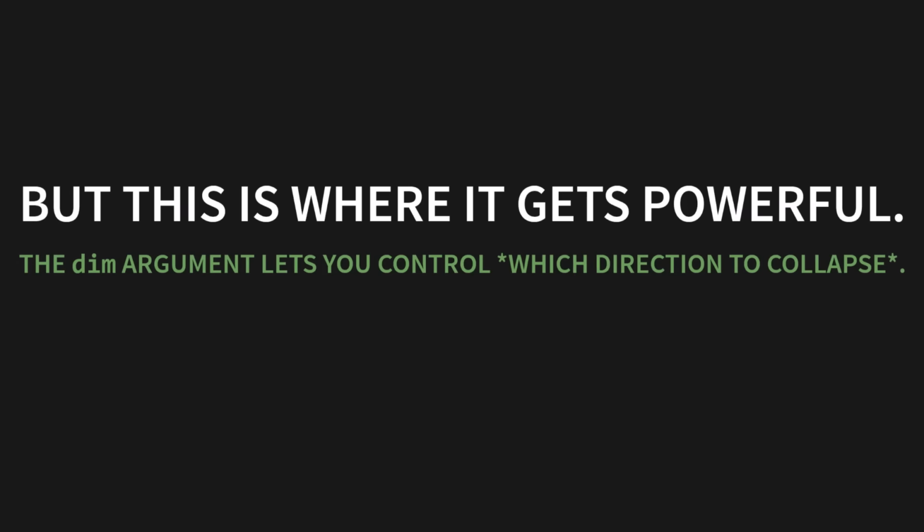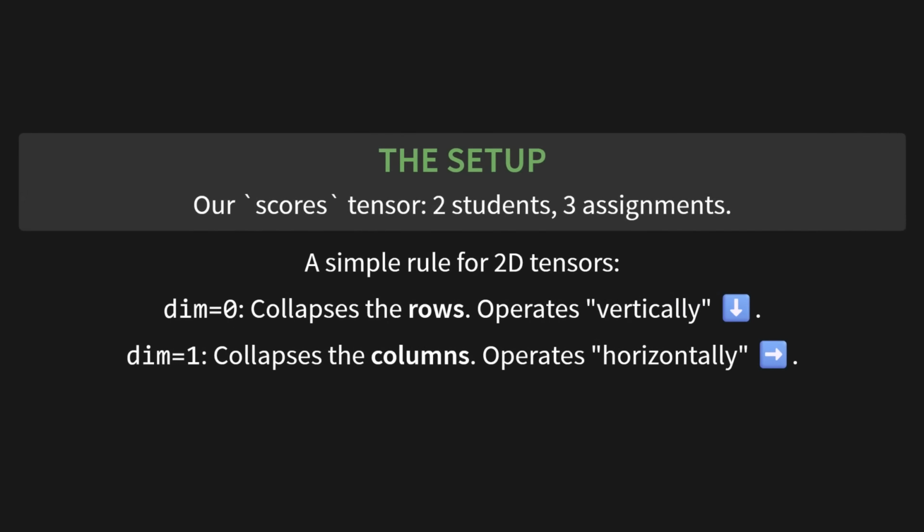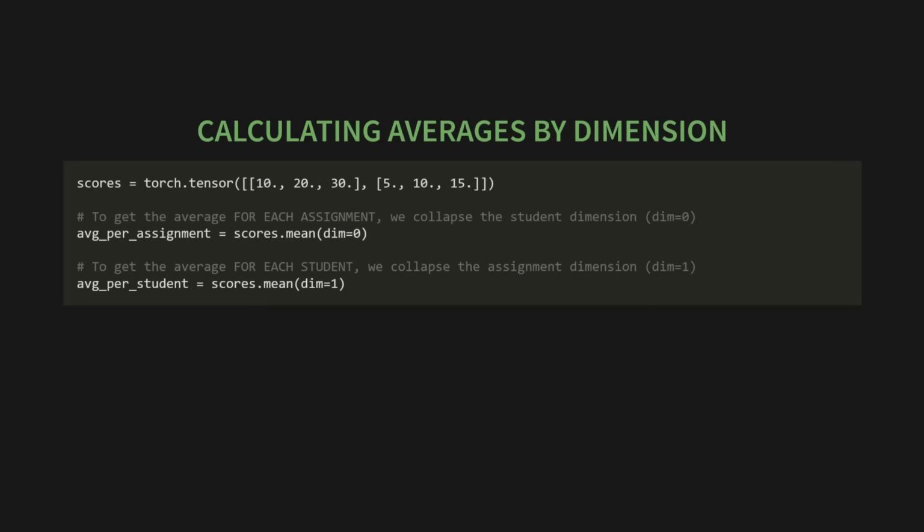Simple enough. But this is where it gets powerful. The dim argument lets you control which direction to collapse. For a lot of people, this is a huge aha moment. Here's the setup. Our scores tensor represents 2 students and their scores on 3 assignments. A simple rule for 2D tensors like this is dim equals 0 collapses the rows. It operates vertically. Dim equals 1 collapses the columns. It operates horizontally. Let's see the code.